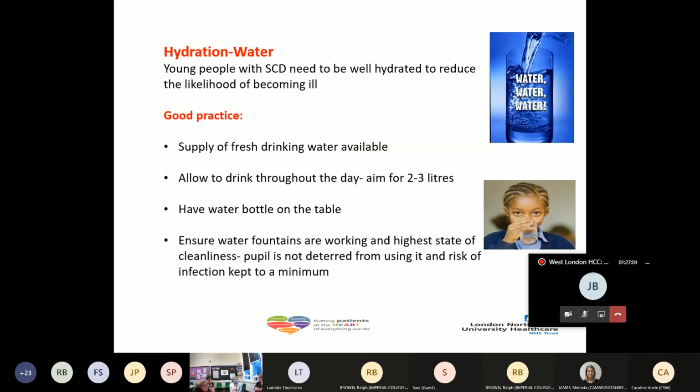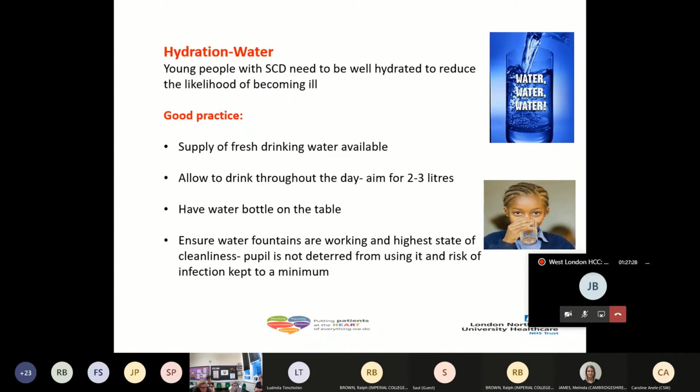So hydration is one of the biggest complications, actually, to be honest, and we all know day to day that everybody, regardless of whether you've got sickle cell disease or not, should be drinking lots of water. But it's really important that these young pupils with sickle cell disease remain hydrated, because it reduces the likelihood of them becoming unwell or having a painful crisis.